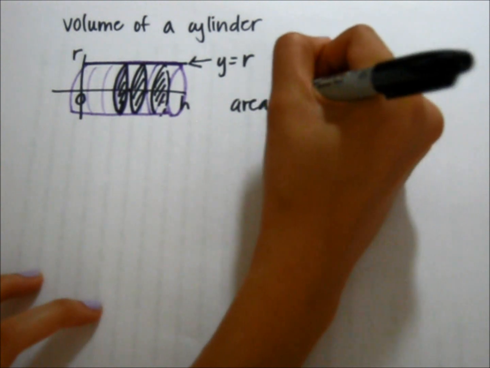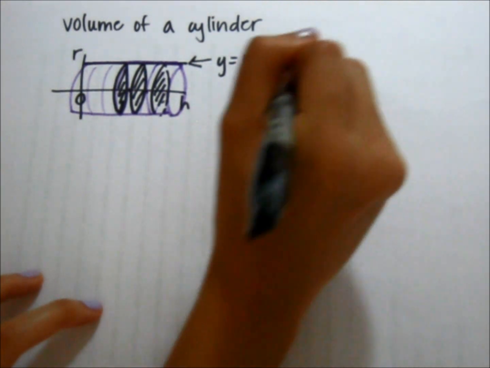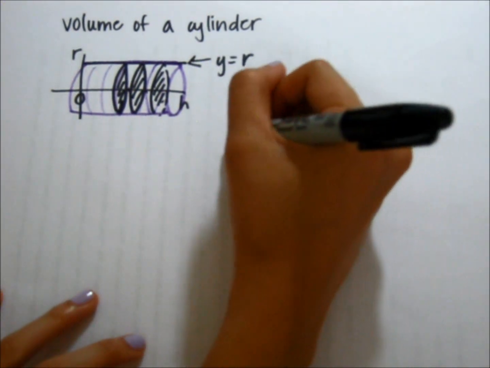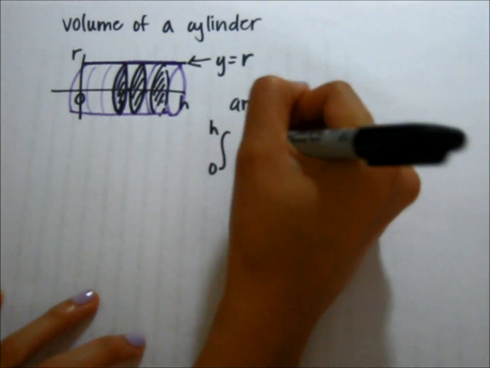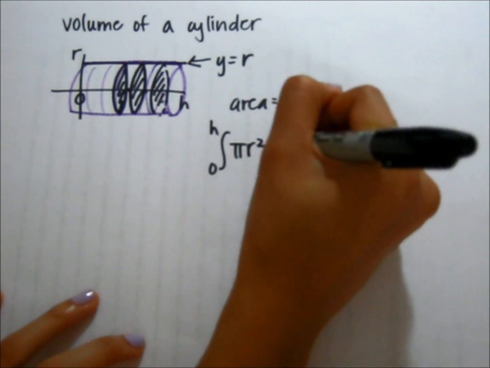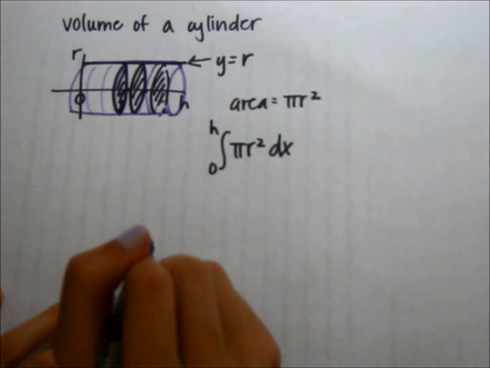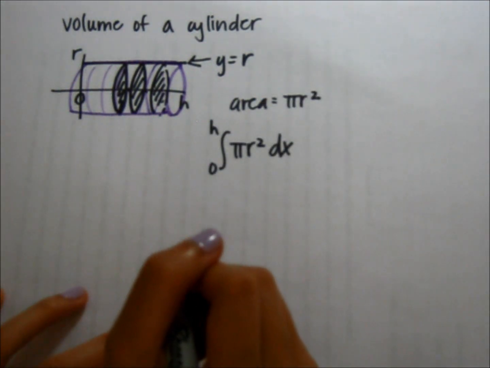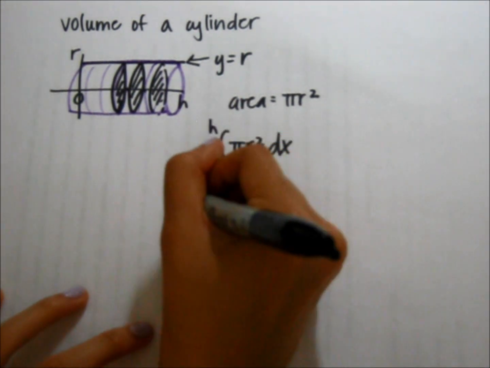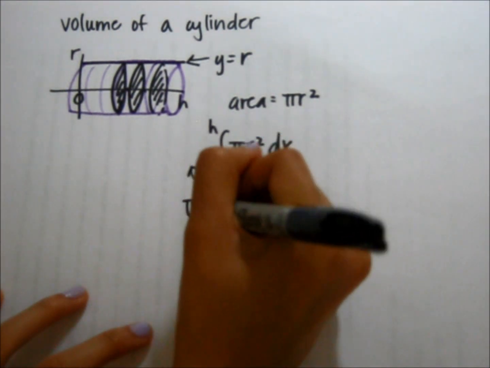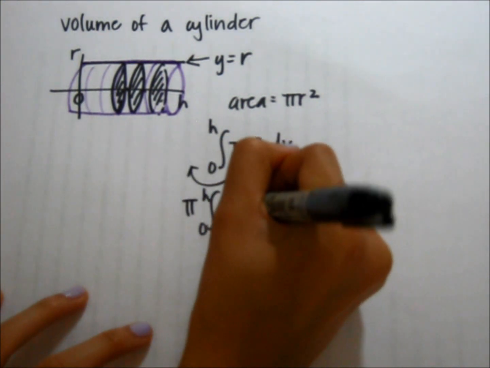Alright, so the area of a circle, remember, is pi r squared. To find the sum, well, let's take the integral. So let's set up our integral from 0 to h, and we're just throwing pi r squared right there. Don't forget your dx. Alright, so just bring that pi out. Pi from 0 to h, r squared dx.